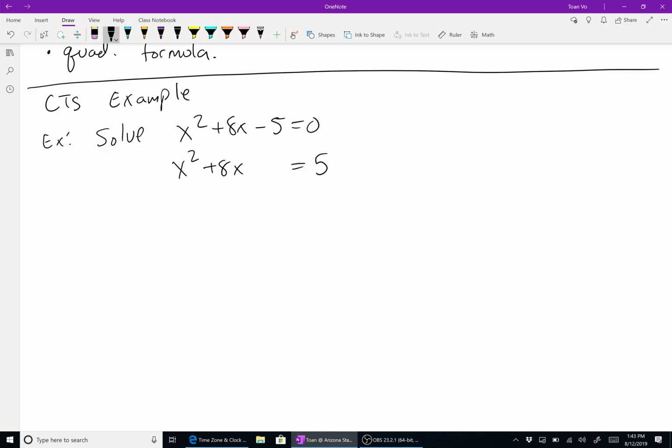Now I'm going to follow that very simple and not complicated at all pattern. It's just half the middle number squared. So half of 8 and then square it. That's 16. Right. So I'm going to put a plus 16 here. But of course, this is an equation. What you do to one side, you do to the other side.